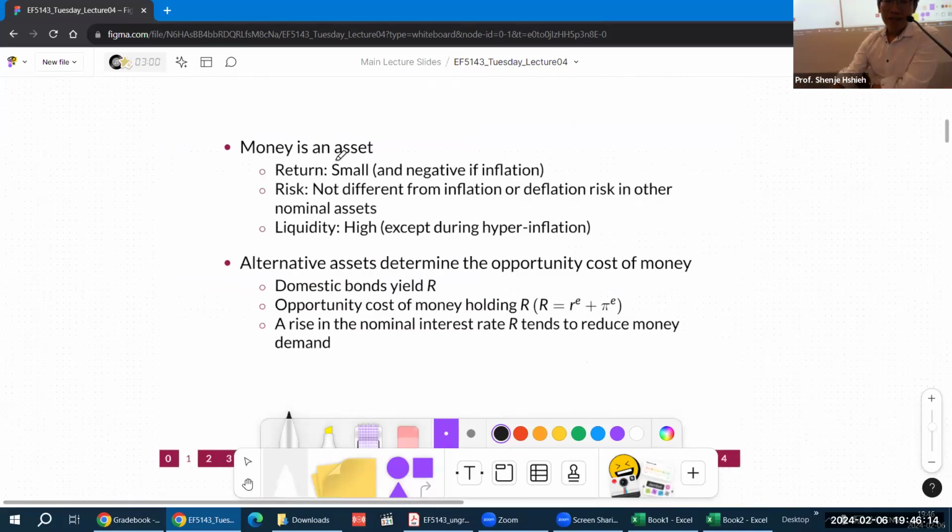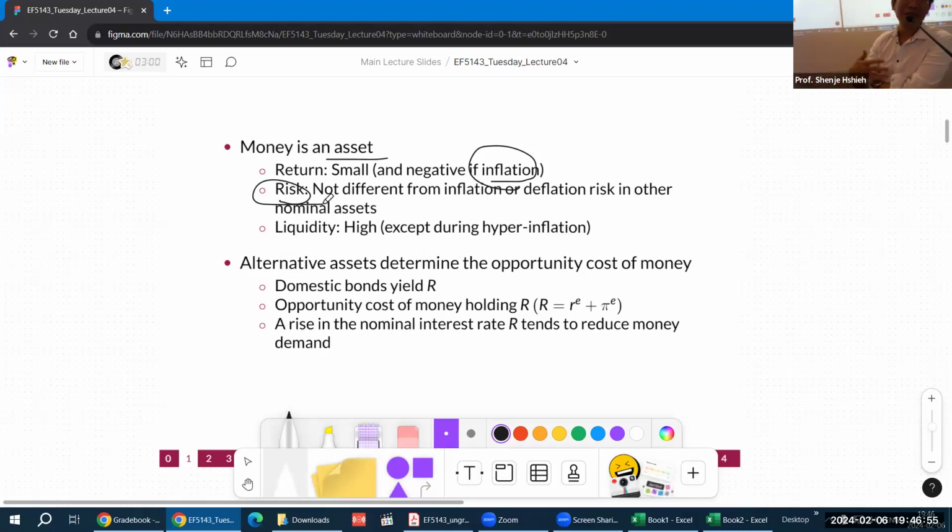All right, so money is an asset, obviously, yes. Its returns are small and negative if there's inflation. Yes, because inflation eats away at bank deposit returns, right? Through money supply or through too much demand for given goods. You don't have enough goods and services to fulfill the demand, right? Then you get inflation, runaway prices, which could eat away at your purchasing power, right? Risk, not different from inflation, deflation, but we're going to assume that it's negligible. Another source of risk is default risk.